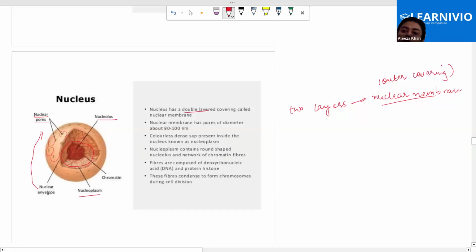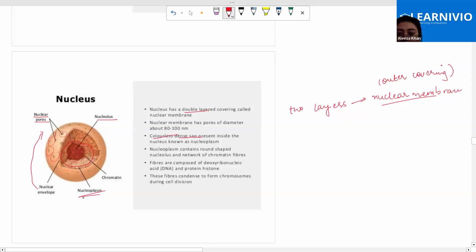Now, if you can observe, this nuclear envelope or the nuclear membrane is having the nuclear pores. Pores are there. Okay, understood? Now, within this nucleus, you have the nucleoplasm and the nucleolus also. Fine. So, this nucleoplasm is the colorless, dense sap. This is viscous in nature.